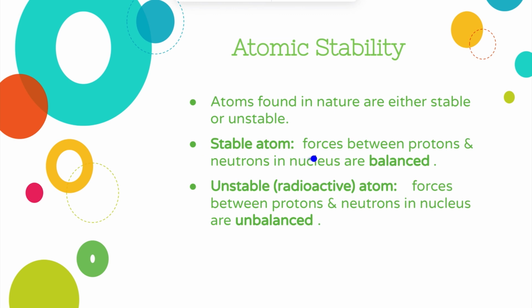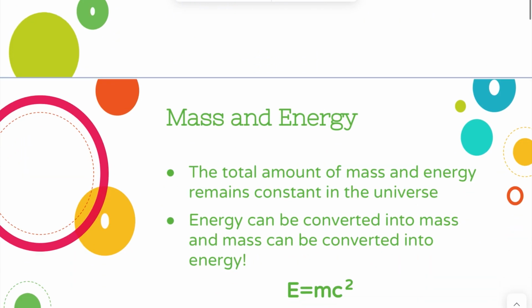Stable atoms have forces between their protons and neutrons that are balanced, and unstable or radioactive atoms are atoms where the forces between protons and neutrons in the nucleus are unbalanced. And so again, we're looking at what is happening in the nucleus to reach a more stable atom. We already talked about types of decay: alpha decay, beta decay, and gamma decay, where particles decay off a different type of particle to become more stable.